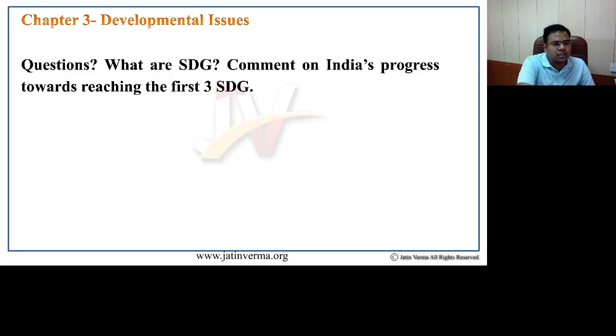Let's move to the last section of this chapter on developmental issues, and we would be, as usual, discussing a mains question to frame an idea on how to write an answer on developmental issues as well. The question is, what are the Sustainable Developmental Goals? Comment on India's progress toward reaching the first 3 SDGs.